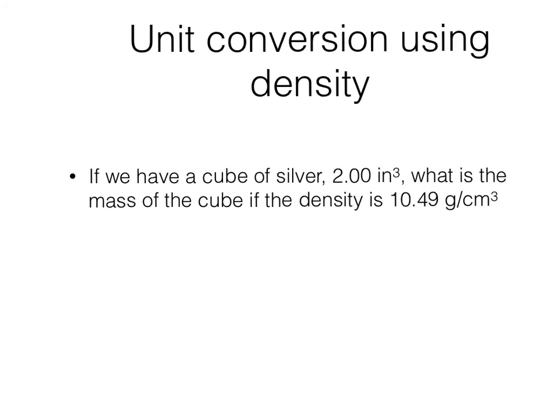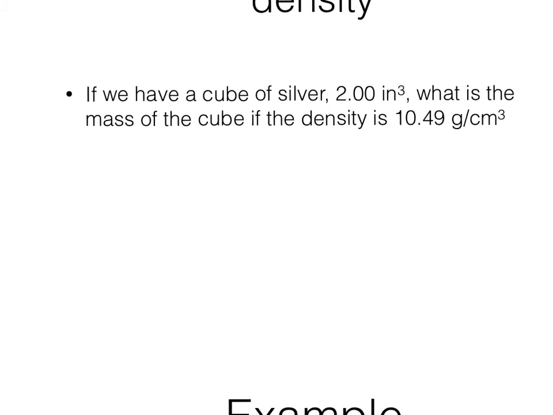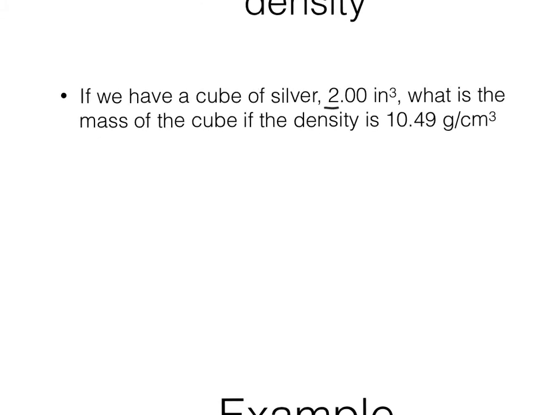So unit conversions using density. Density is the thing we talked about before where it talks about mass per volume. We can use density to calculate other things. So if we have a cube of silver that is 2 inches cubed, what is the mass of the cube if the density is 10.49 grams per cubic centimeter? So we need to convert 2.00 inches cubed into centimeters cubed.